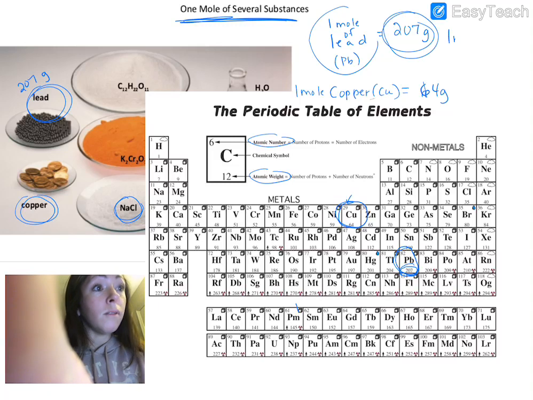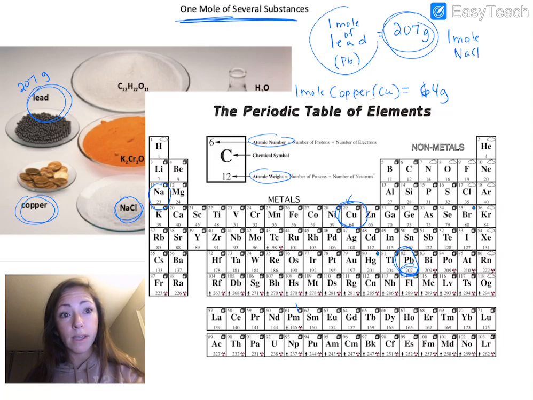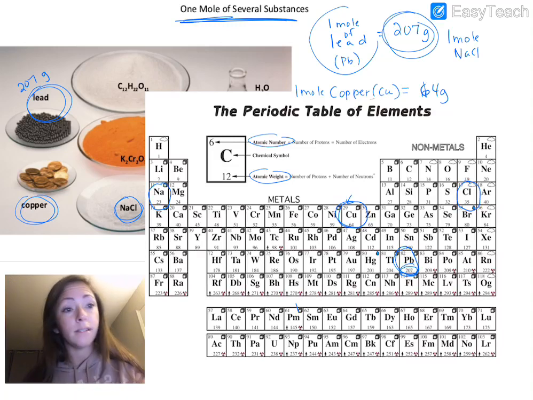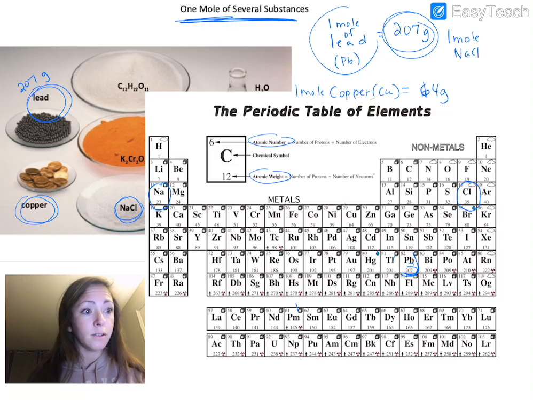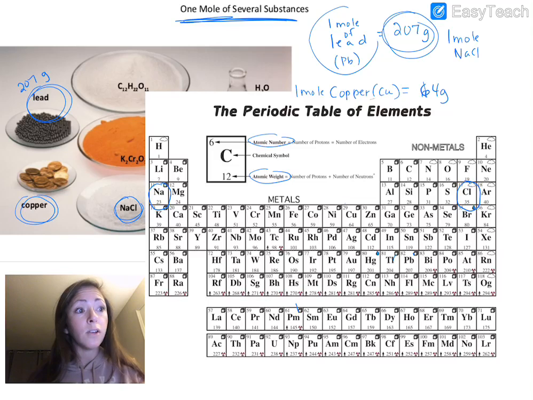Well, 1 mole of sodium chloride is simply the mass of those elements combined. So if I go to the periodic table and I find sodium right here, and I find chlorine right here, I'm going to go ahead and erase the other two so they're not confusing us, so we can pinpoint and target these two. So I've got sodium and chlorine. That's what sodium chloride is.